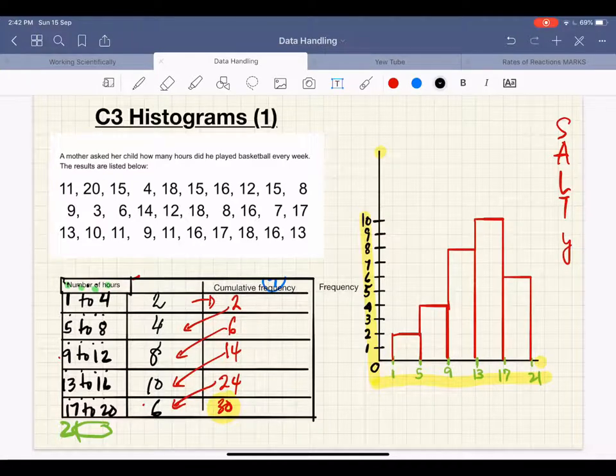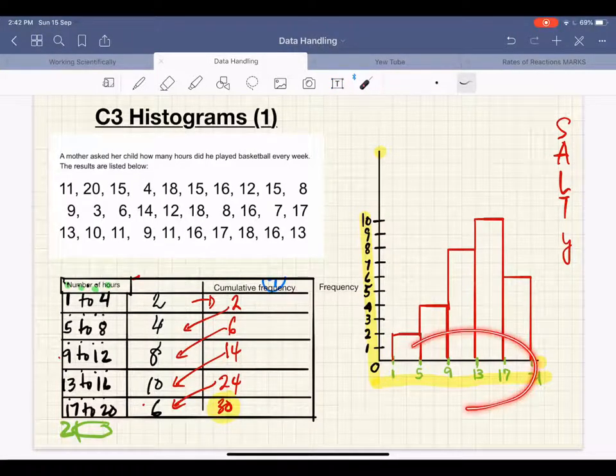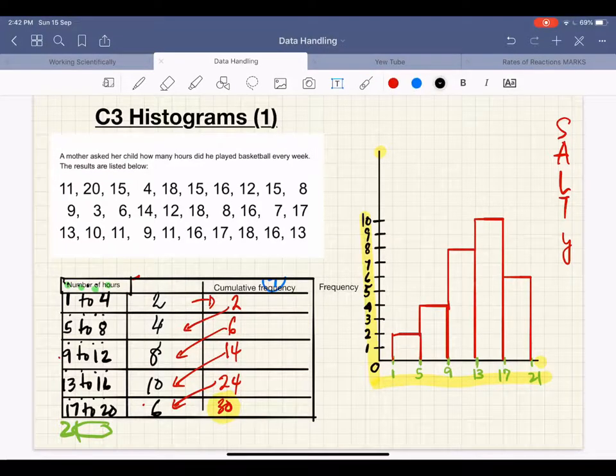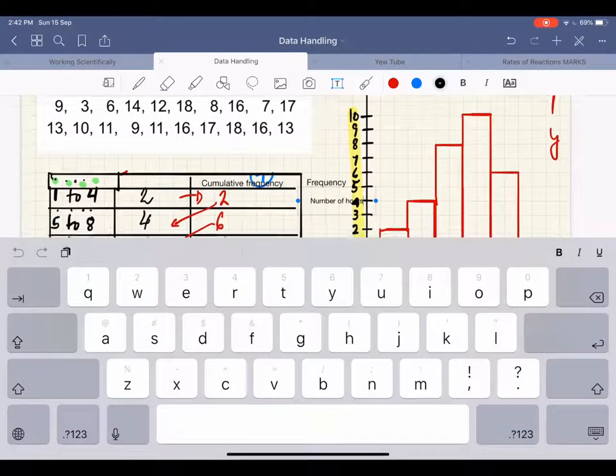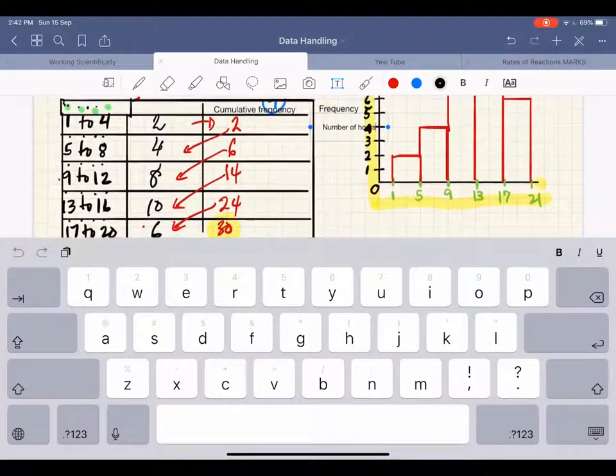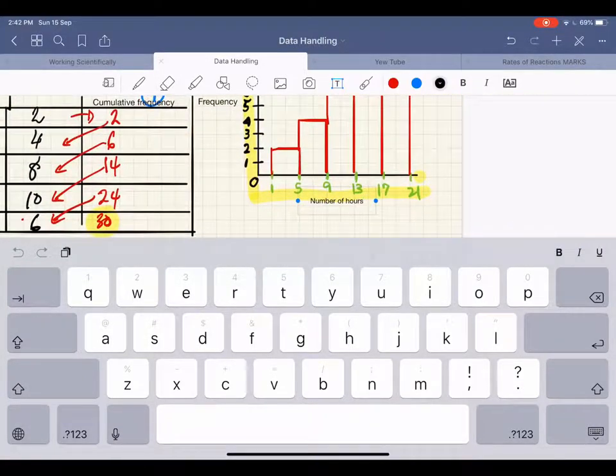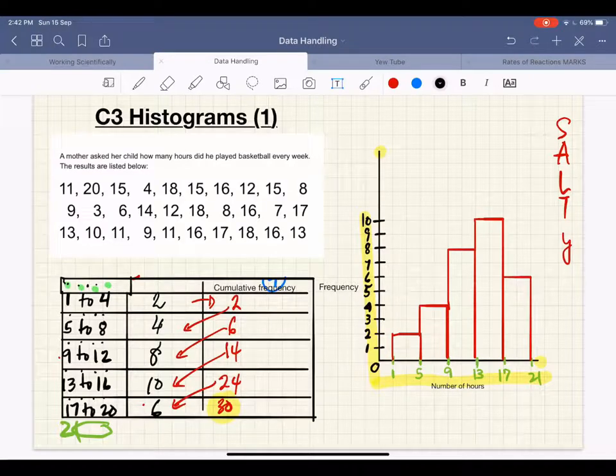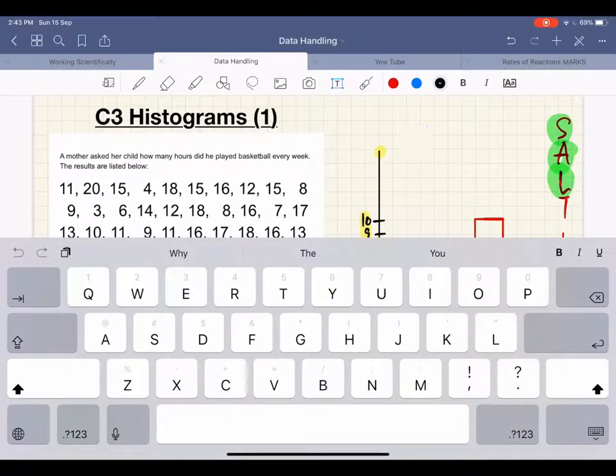Now what would go underneath? What are all these, 1, 5, 9, 13, 17, and 21? Where did we get those? Over here. So what would be the label? The label would be number of hours. Let me move this over there. So let's see what we have. We already have scale, axis, label. What's missing? Yes, title.